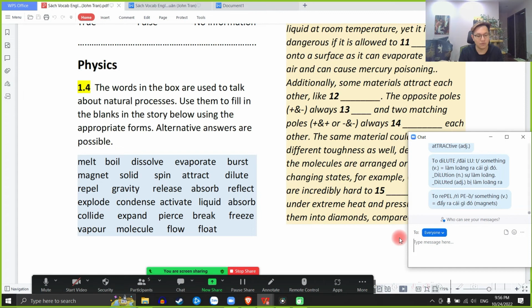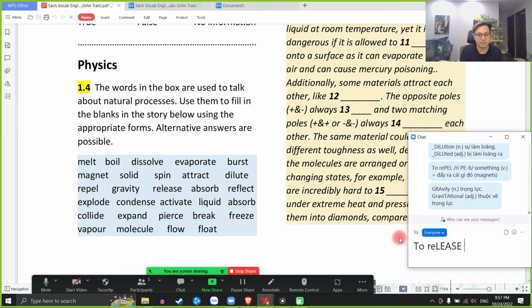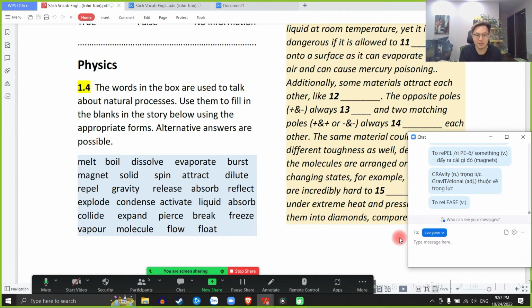Alright. Gravity. We learned this one before. Trọng lực. Lực hút trái đất. So gravitational. Thuộc về trọng lực. Okay. To release. Thả ra. Remember this one? Absorb. We did learn this one before. Hấp thụ.